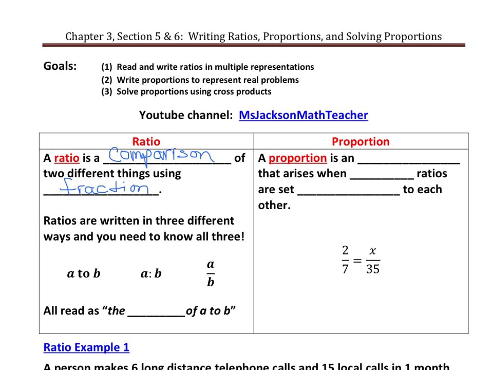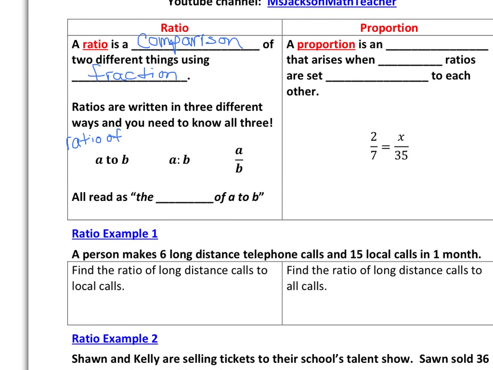The first one, we're going to read this as the ratio of A to B. That's just in English, the ratio of A to B. We can also look at a ratio being written as A colon B. So that is read exactly the same way, A to B. And then finally we could look at it as a fraction, the ratio of A to B. Okay, so all three of these are read as the ratio of A to B.